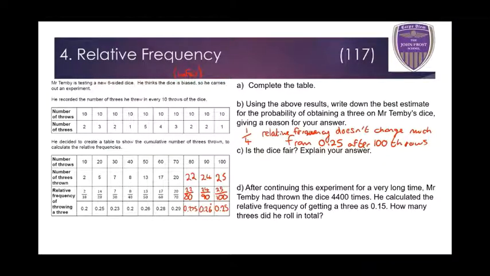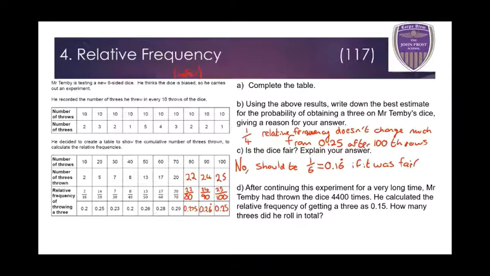Okay. Is the dice fair? Explain your answer. That's going to be a big fat no. And the reason is it should be a 1 in 6 chance, or 0.16 recurring, if it was fair. So the relative frequency should be 1 over 6 or 0.16 if it was a fair dice, because there's only one number 3 on a 6-sided dice.